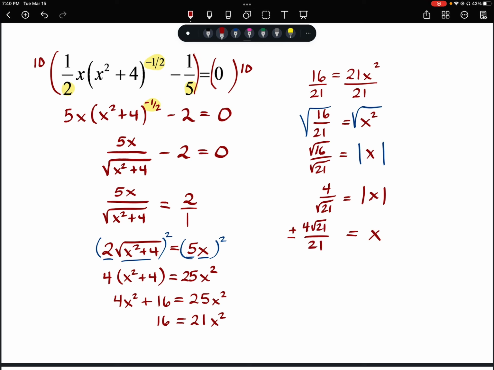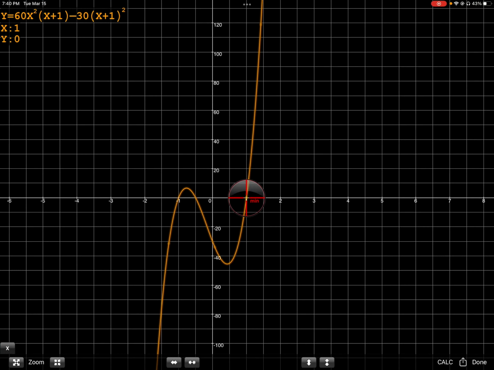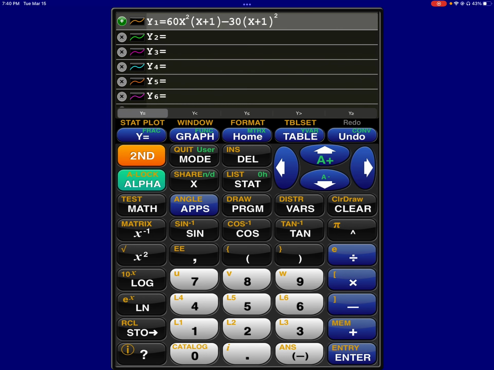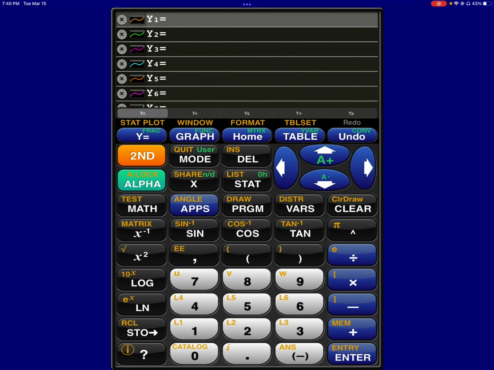Now, we need to check our answers. So let's go ahead and get out the graphing calculator. Go in, let's just graph that original function. So I've got 1/2 x times x squared plus 4.